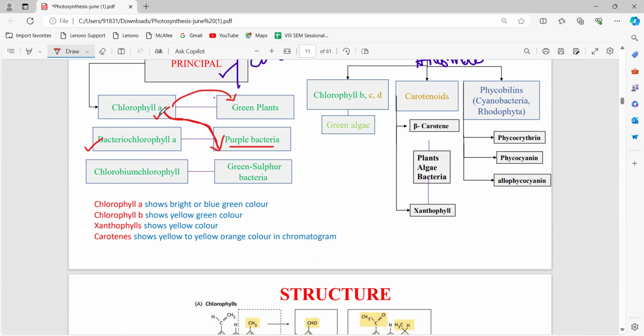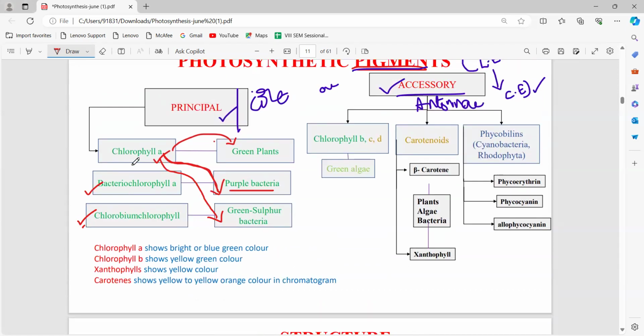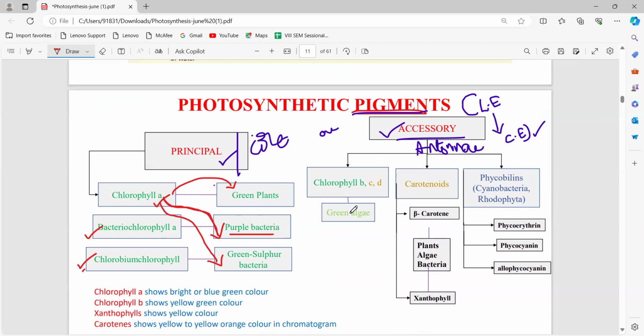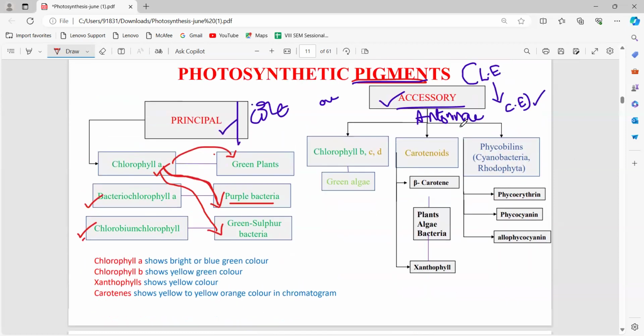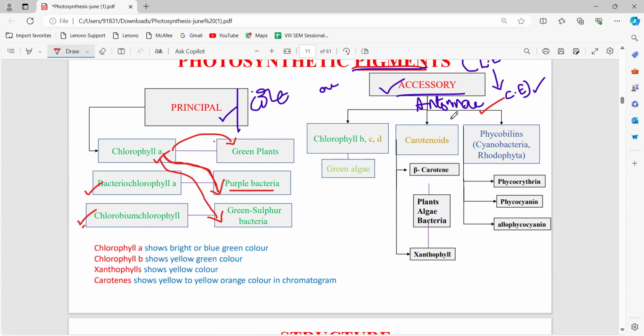Similarly, the chlorophyll A after modification, if it is present in the green sulfur bacteria, in simple words, modified chlorophyll A present in the green sulfur bacteria, is what we call chlorobium chlorophyll. No point of getting confused over there, and it is very, very easy to understand also. Now all the students listen. Accessory pigments are antenna pigments. Very important, friends. What are those? Majorly chlorophyll B, C, D, carotenoids, and a very, very important one, the phycobilins.